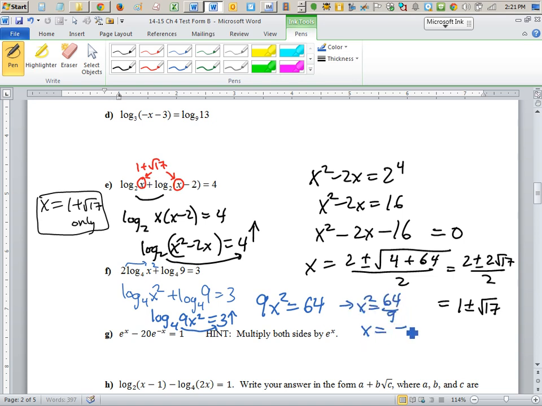Square rooting, you technically get plus or minus 8 thirds, but this problem prohibits negative inputs. Look at the x right there. So we're going to go with 8 thirds only, like that.